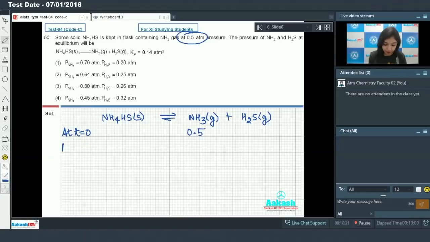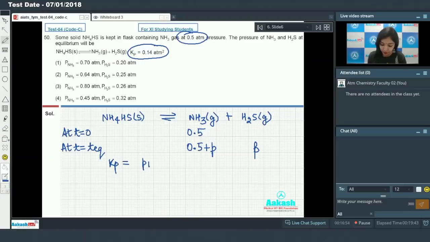ठीक है? अब अगर हम equilibrium की बात करते हैं, at t equal to t equilibrium, so NH4HS solid का तो हम pressure count नहीं करते, तो यहाँ पे क्या हो जाएगा? 0.5 plus p और H2S का क्या हो जाएगा? Pressure p. I hope this is clear to you. So now you have been given the value of Kp, that is 0.14 atmosphere square. So Kp ka expression yahan pe kya aa jayega? Pressure of NH3 into pressure of H2S. Theek hai? To ye kitna ho gaya?